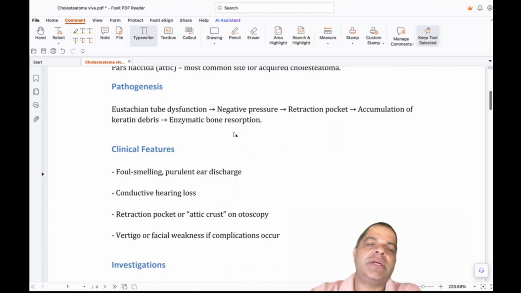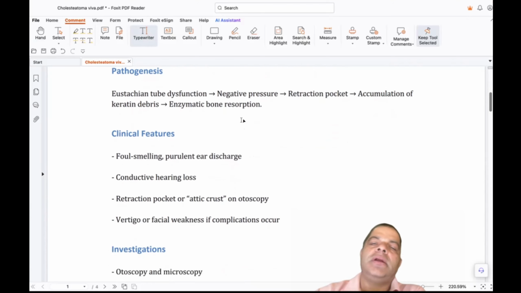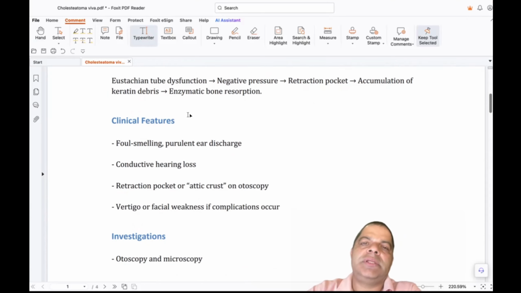What is the pathogenesis? Eustachian tube dysfunction creates negative pressure, which develops a retraction pocket. There is accumulation of keratin debris that causes enzymatic bone resorption, and cholesteatoma develops. There are different theories. The negative pressure theory is due to Eustachian tube dysfunction. There are four other theories, like the Sade theory, and you have to know the other two as well. Please come with those also.